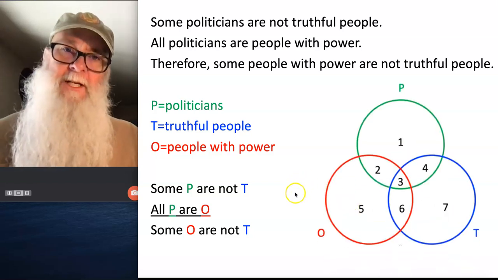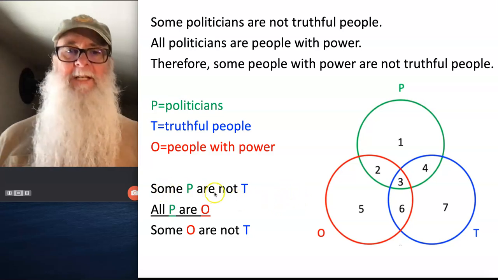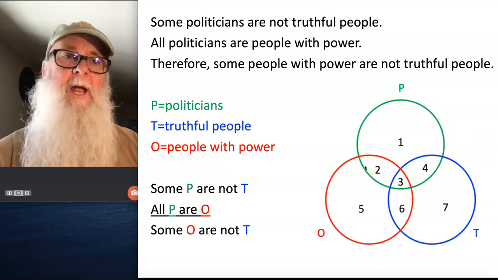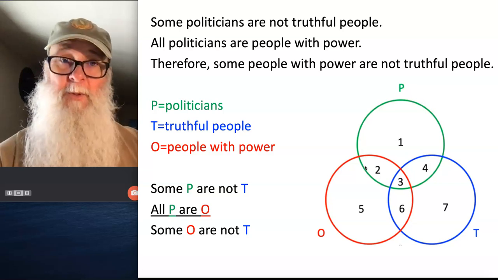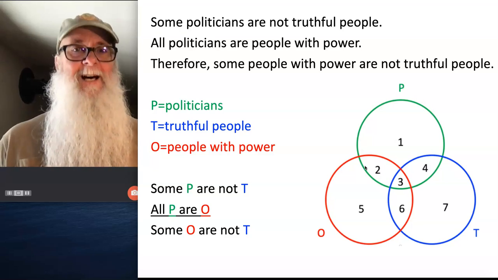I'm going to mark just the premise statements. So I'll start with the first premise. Some P are not T. So I'm going to go over here to my P circle. And what I want to do is mark one X. And I want to mark that X in an area of my P circle, the green circle here, that will show a P that is not a T.